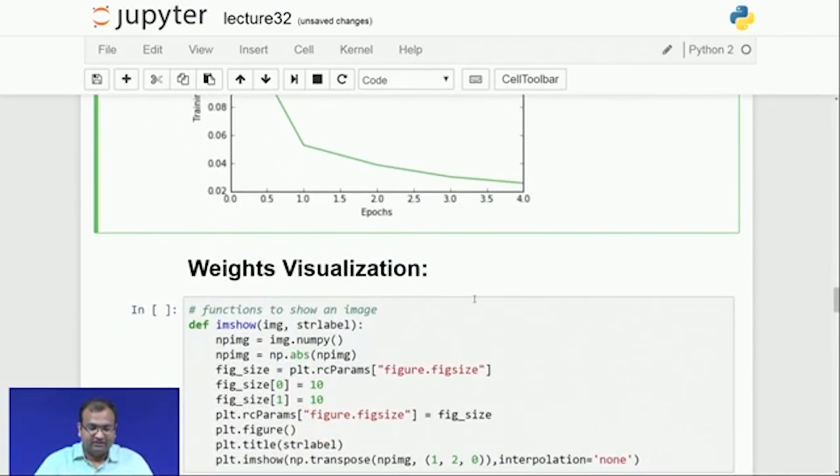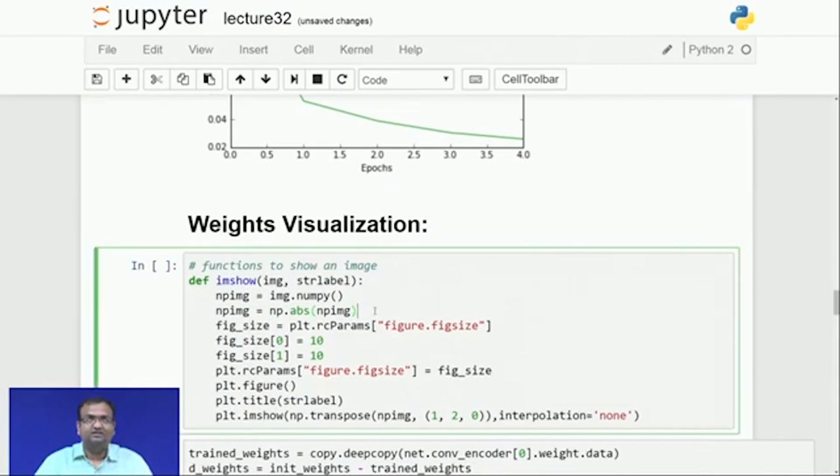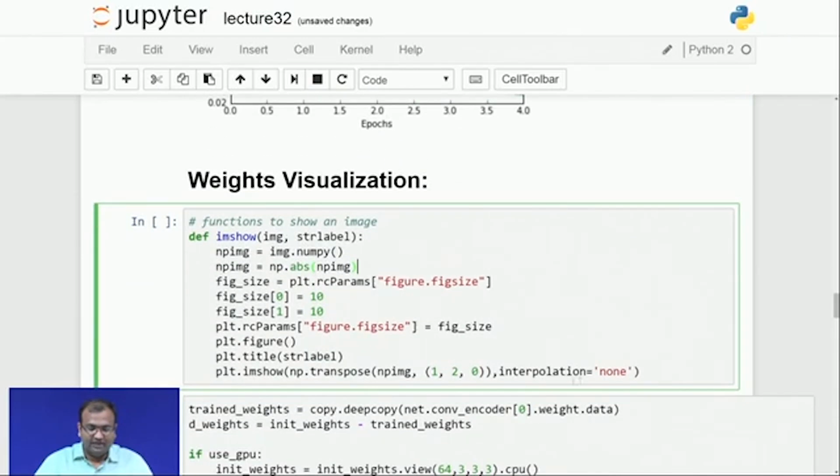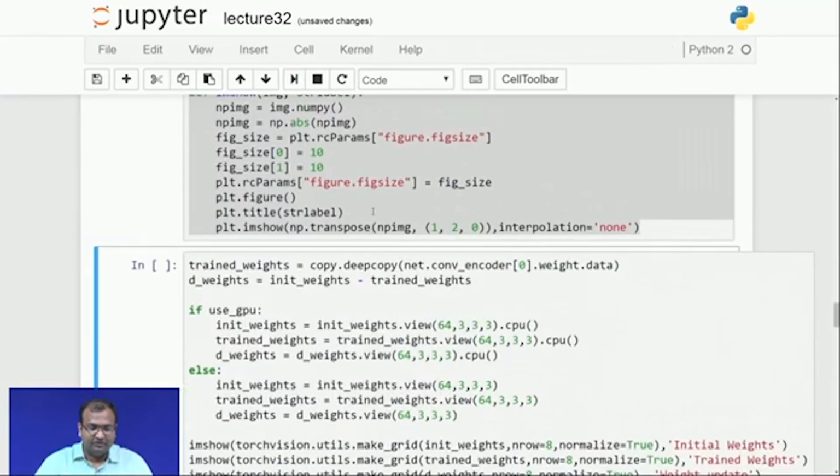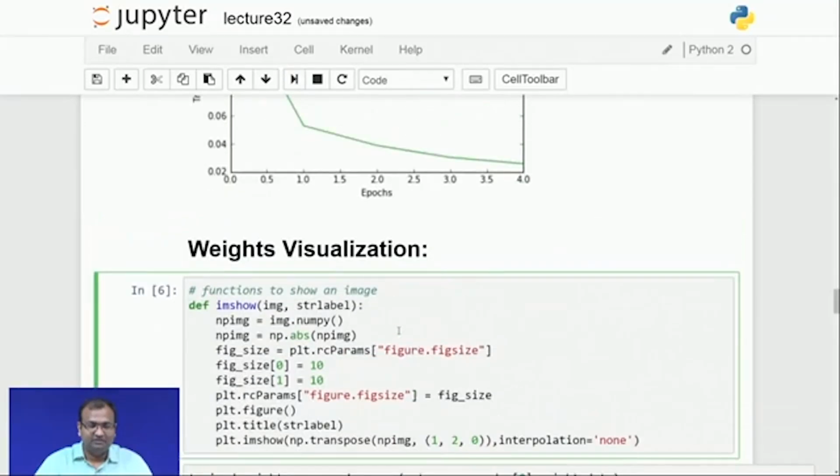However, the interesting part is actually to look into the visualization, and this is what we have been doing for the last few lectures. So what I have is just a simple definition of a function to get all my weights and visualize them, and since initially I had just copied my weights and kept them, I am going to use my initial weights.